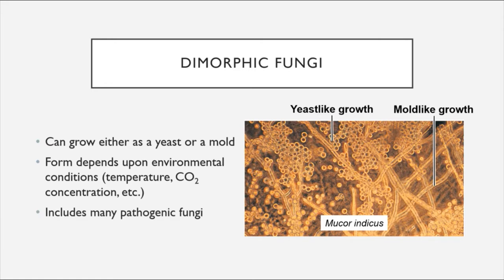Many pathogenic fungi that are capable of infecting humans are dimorphic fungi. Being dimorphic actually gives a mold, or rather a fungus, an advantage, because it has two different forms that it can grow in and adapt to, and survive in many different environments as a result.